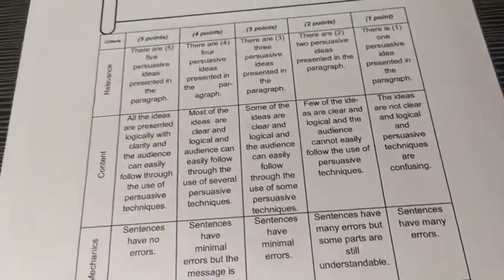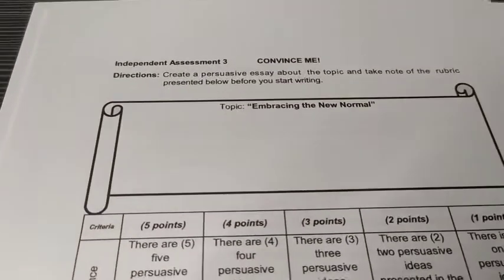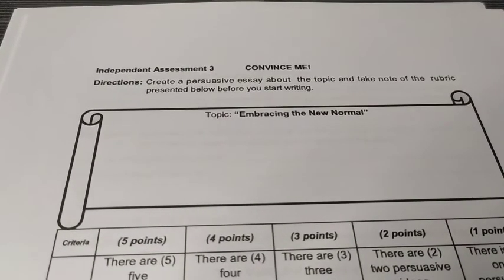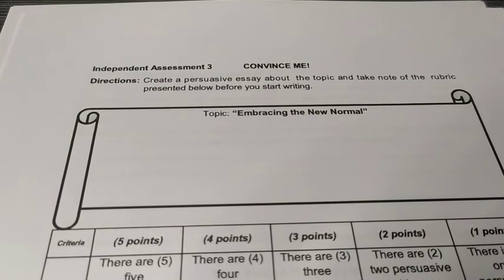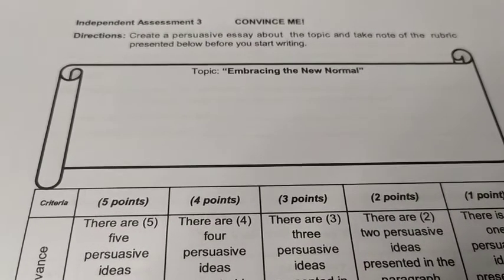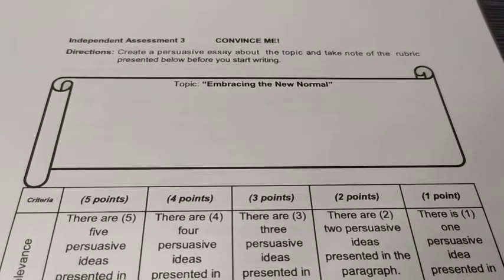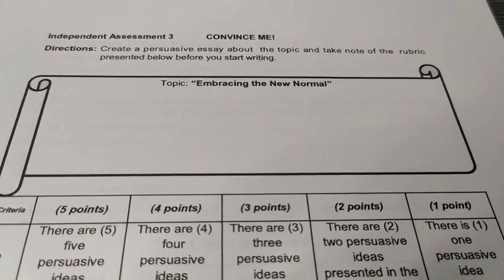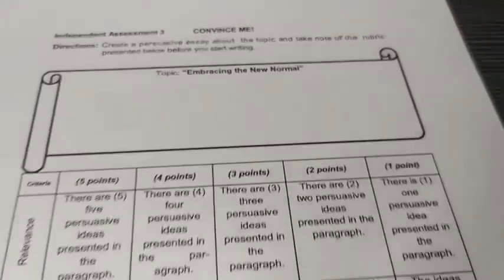So independent assessment 3, convince me. Create a persuasive essay. When you say persuasive, you are writing about embracing the new normal. So it can be 5 sentences. It's okay as long as you expound and really have good ideas about embracing the new normal.